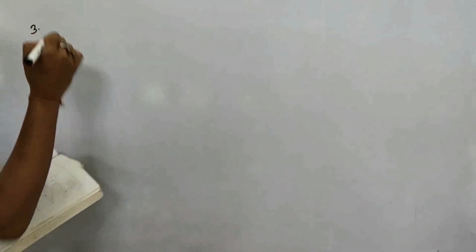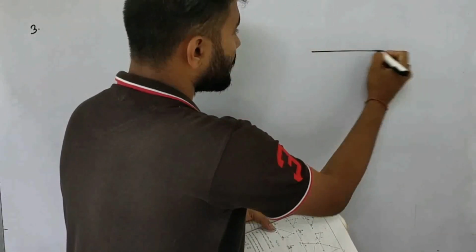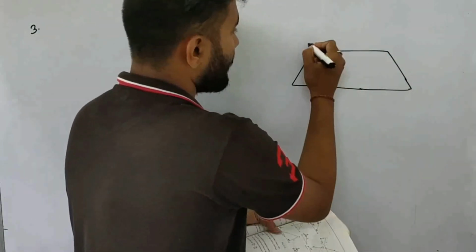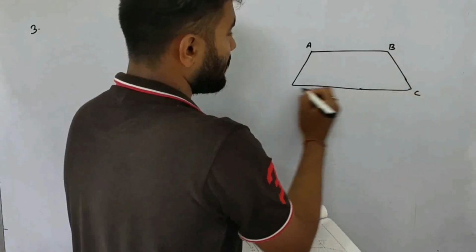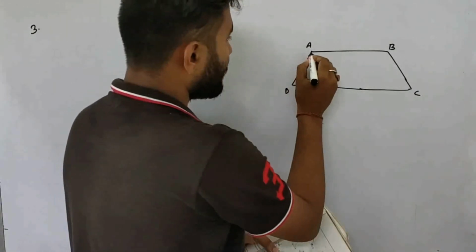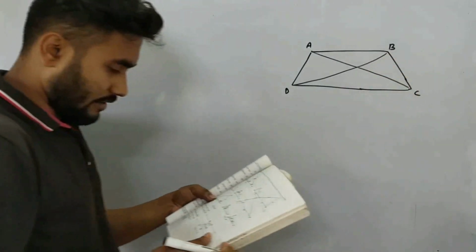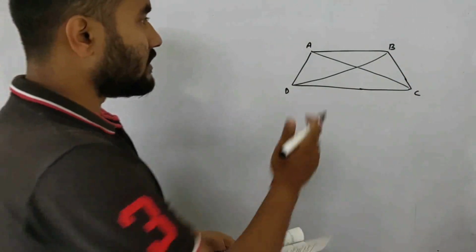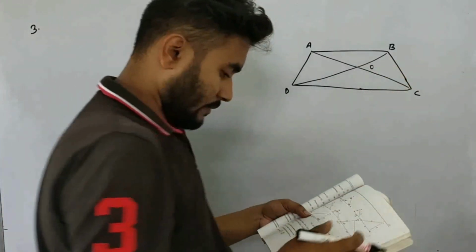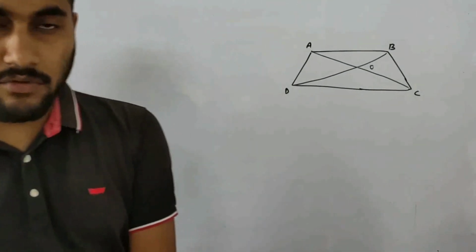Question number 3, what is given? Diagonals AC and BD of a trapezium ABCD. So this is the trapezium ABCD. Diagonals AC and BD of trapezium ABCD with AB parallel to CD intersect each other at point O. Then using similarity criterion for two triangles, show that. Okay, so this time we will use similarity.